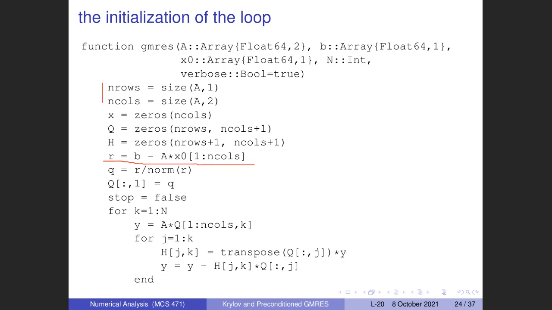So the x naught, the residual vector, is a vector that is as long as the number of rows. If A has fewer columns than rows, then this matrix-vector product will result in an error. And this is how you fix this. It's also fixed here in the product of A with the vector Q.